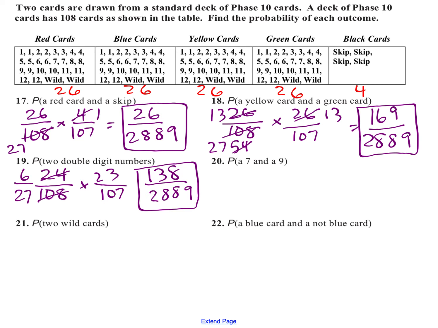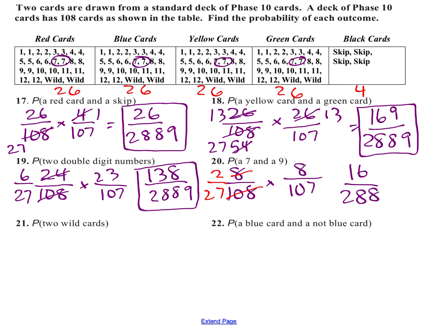Okay, getting a 7 and then a 9. A 7, there are 2, 4, 6, 8 7s out of 108 cards. And now there's only 107 cards, of which 9 represents 8 of them. A little bit of reducing here. If I divide top and bottom by 4 here, I get 2 out of 27. All right, 2 times 8 is 16, and 27 times 107 is 2889.